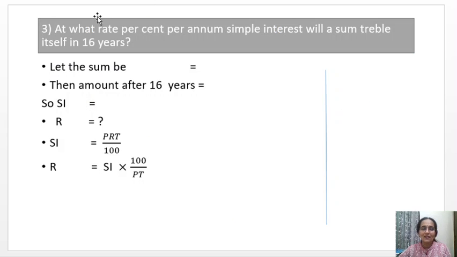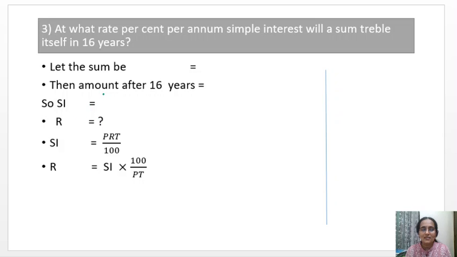We'll move to the next sum. Third question. At what rate % per annum simple interest will a sum treble itself in 16 years? We don't know the sum. We will start from the easier one. Now the rate % you have to find out.